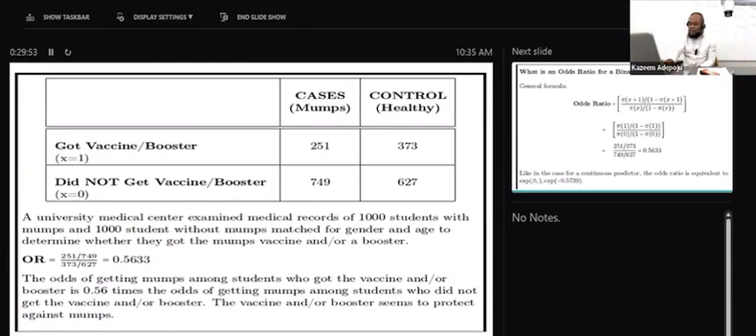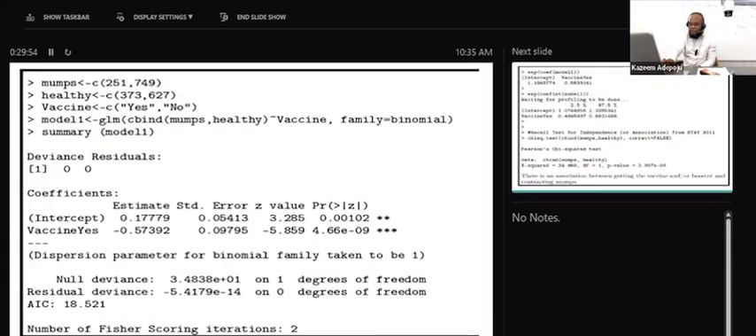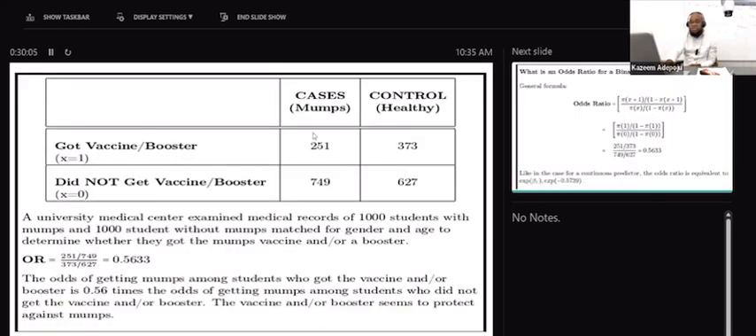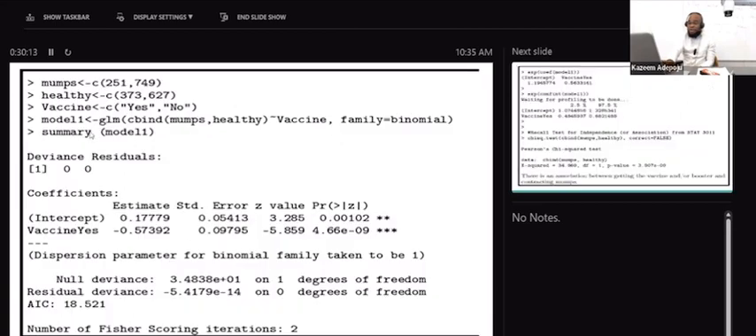I'm going to use the idea of logistic regression, which I'm going to show you now. Take a look at that. Moms, 251,749, right? Where do I get 251,749? Do you see 251,749 in cases? We're going to do the same for control. Now I'm coding that. Now Eddie, 373,627. Vaccine is categorical. It's either you get it or you don't get it.